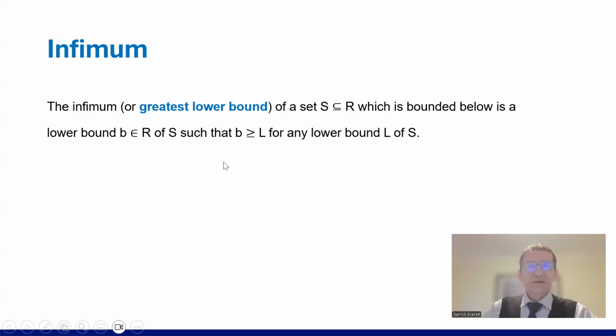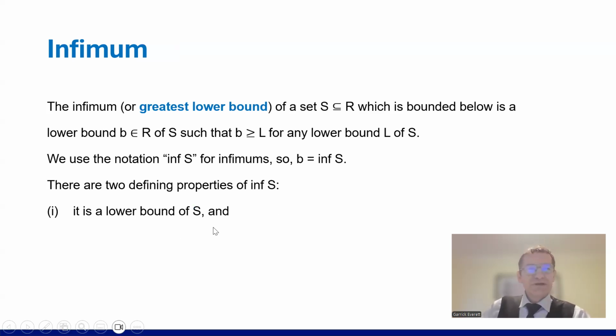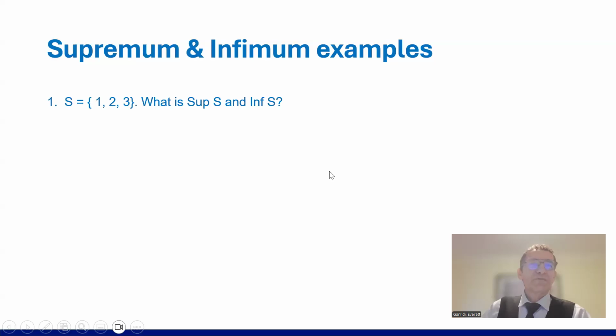The infimum or greatest lower bound of a set S, which is a subset of R and is bounded below, is a lower bound b of S such that b is greater than or equal to l for any lower bound l of S. We use the notation inf S for infimums, so b equals inf S. Two defining properties, which are effectively the reverse of the supremum's: it's a lower bound of S, and it's larger than or equal to any other lower bound of S. So examples will help clarify this a lot.